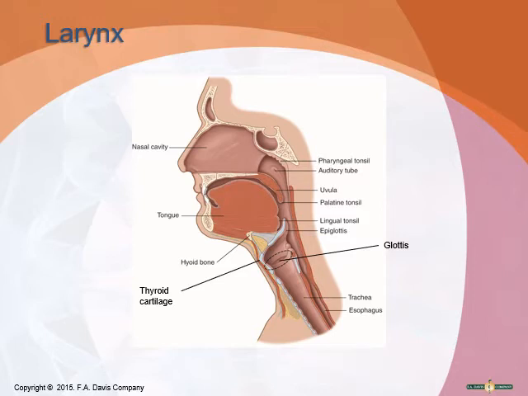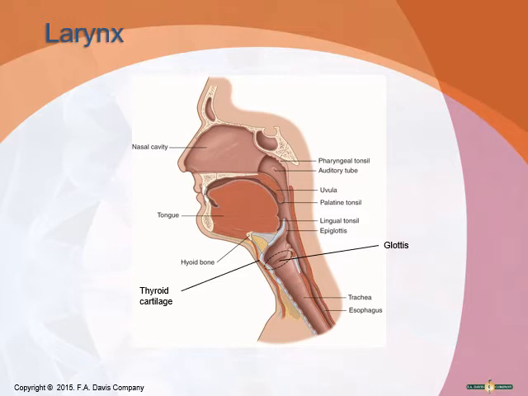Now for the larynx. So the larynx is basically this small area between the hyoid bone and the top of the trachea where sound comes from. It's where your voice box is. And it also provides the division between swallowing and breathing. Try to swallow and breathe at the same time. You'll realize that you have to do one or the other. And the larynx is what controls this.